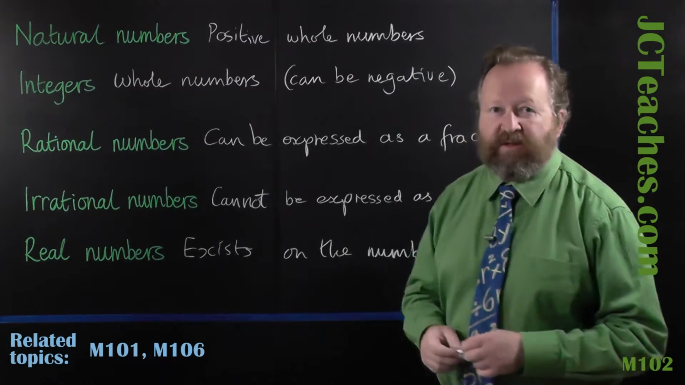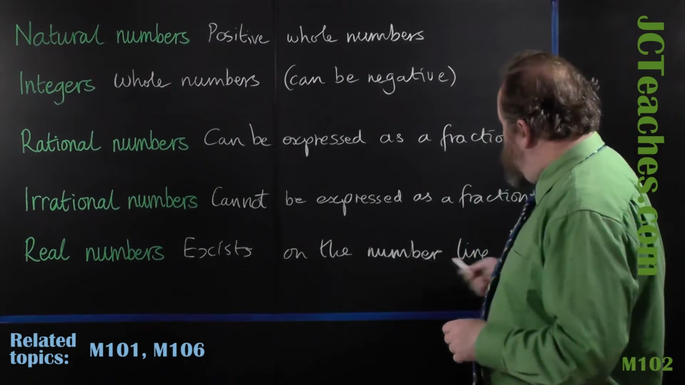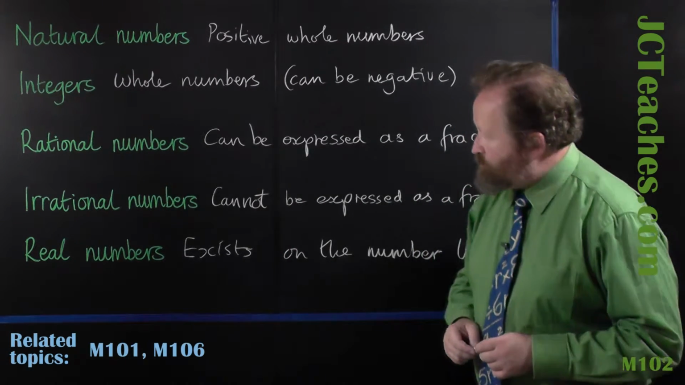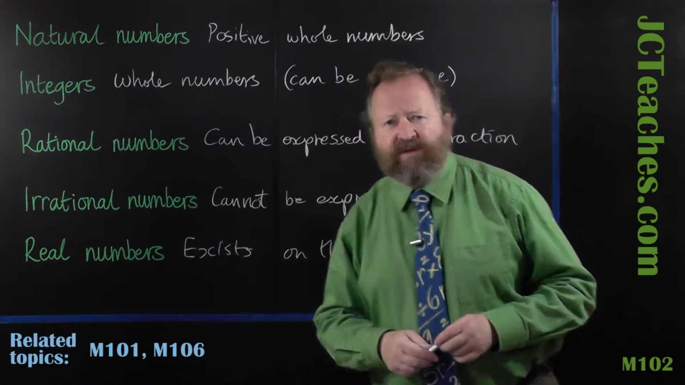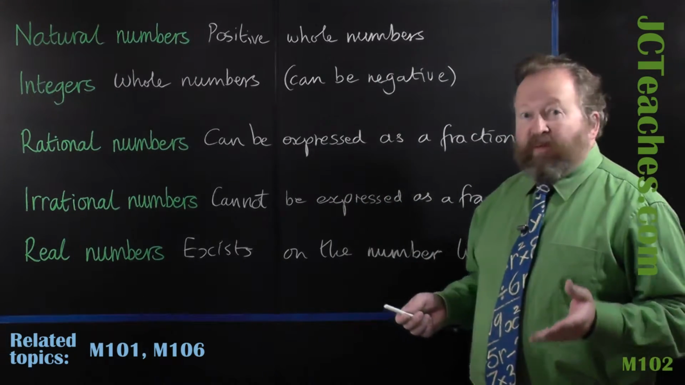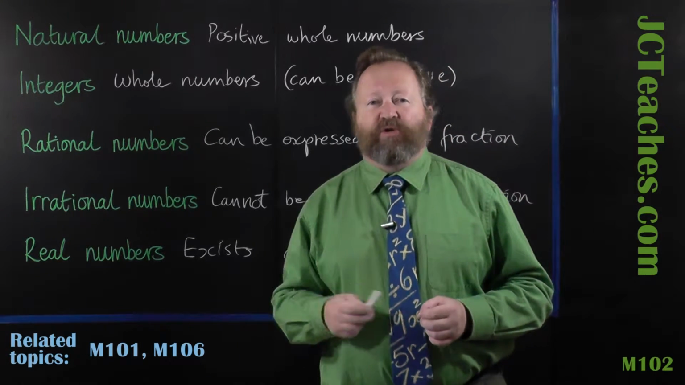Pretty much everything you're likely to come across will be a real number. All of these things are real numbers. Of course, you may be wondering, what is the opposite of a real number? Can we have a pretend number? Well, we can actually have something called an imaginary number.